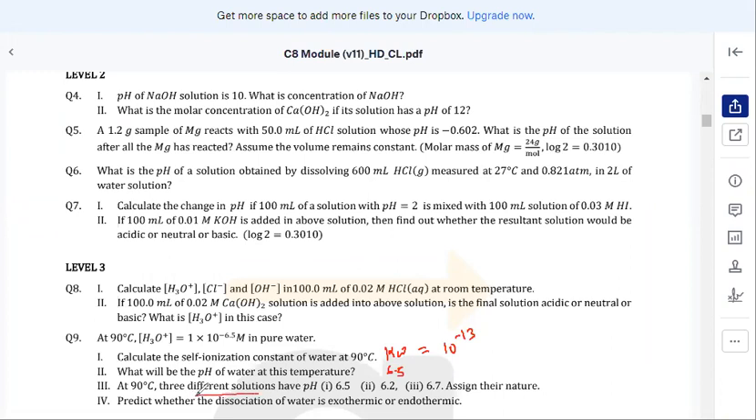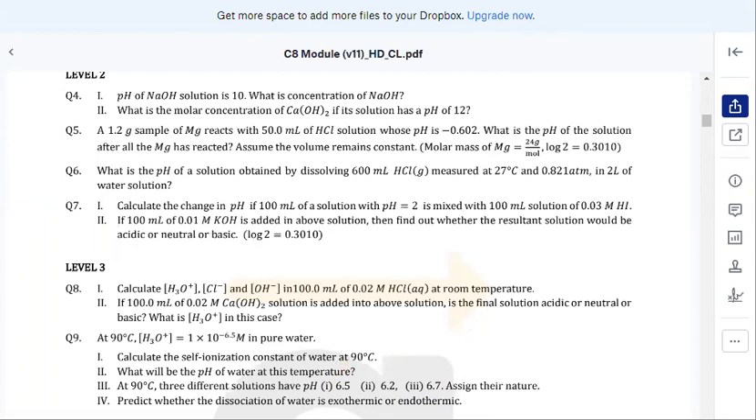Now, 3 different solutions. Assign their nature. 6.5, will it be neutral or acidic or basic? 6.5 is just neutral. 6.2 acidic, 6.8 basic. Okay, got it, right?